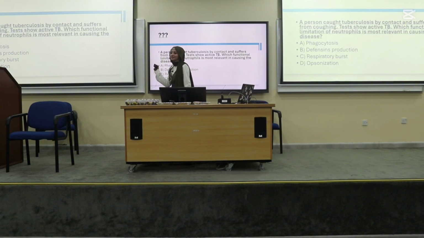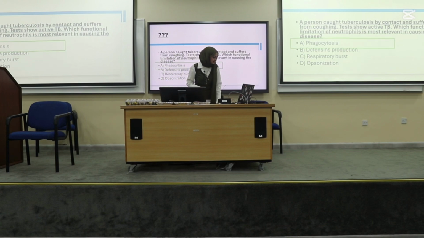We got this in our exam. Yes, that's right. Okay, why not C? It's because we couldn't engulf them, that's why we couldn't actually kill them or reach the point of using defensins or respiratory burst. Exactly, yes. Do you guys get it? Everyone gets it? If you don't get it, please raise your hand and tell me anytime. Yeah, tell me. I don't get why it's not C.